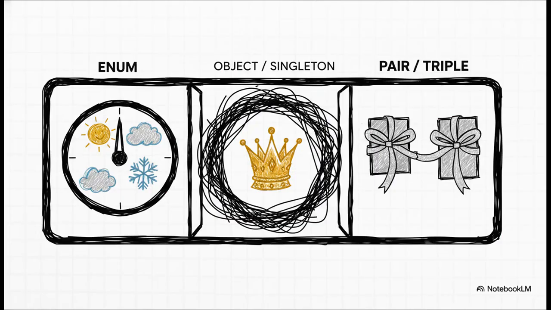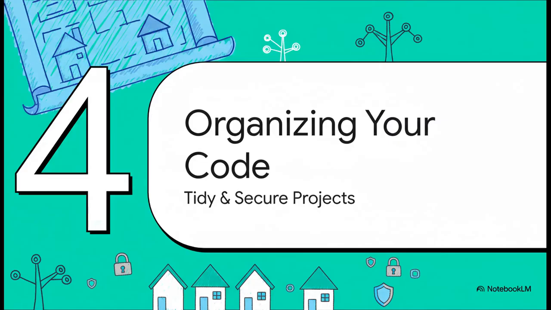And the toolbox has even more goodies. You've got enums, which are perfect for when a property can only be one of a few specific things, like the days of the week. You've got an object or a singleton, which is your go-to when you need to absolutely guarantee there is one and only one instance of something in your entire application. And Pair and Triple are just quick and dirty shortcuts, although honestly making your own named data class is usually a better idea.